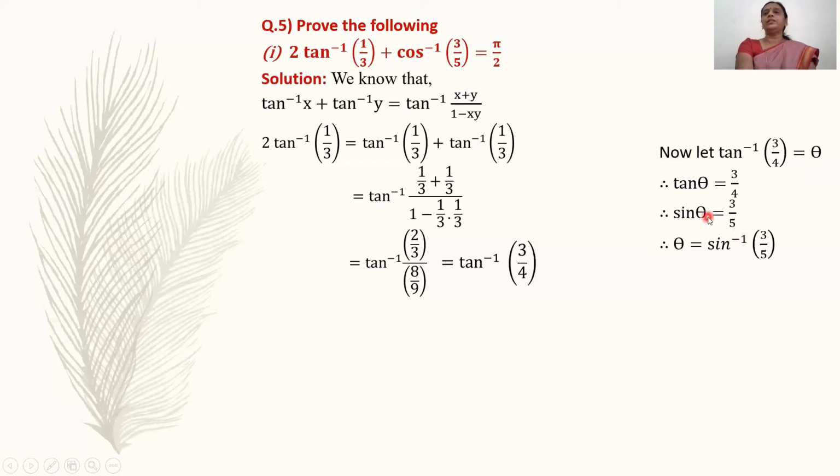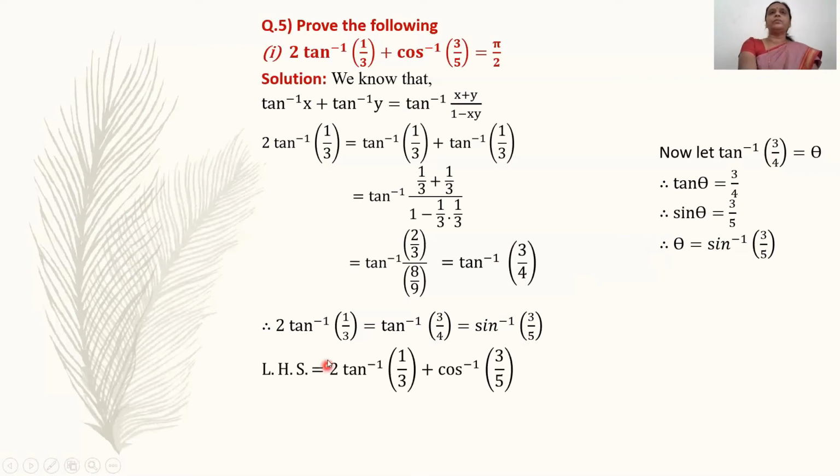Now, if I take this sine to the right hand side, I will get theta is equal to sine inverse 3 by 5. Okay. Then I have here 2 tan inverse 1 upon 3 is equal to tan inverse 3 by 4. Write down that 2 tan inverse 1 upon 3 is equal to tan inverse 3 by 4. Now, what is the value of tan inverse 3 by 4? That is theta. And theta is equal to sine inverse 3 by 5. Therefore, tan inverse 3 by 4 is equivalent to sine inverse 3 by 5. Therefore, write down here this is equal to sine inverse 3 by 5.